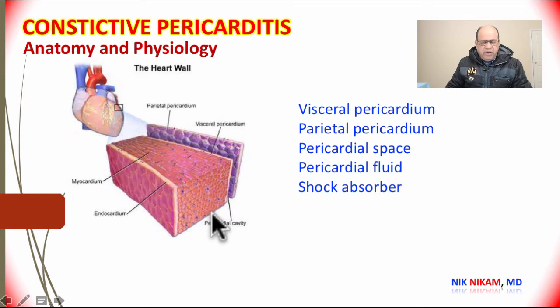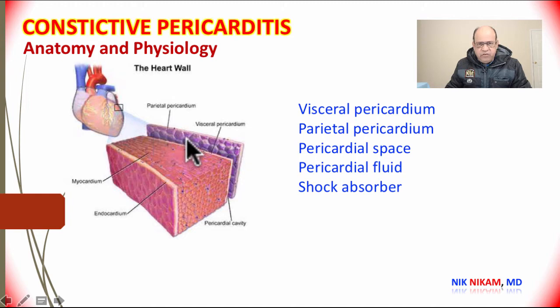A little bit about the anatomy of the pericardial lining of the heart. Here we have a cross section of the entire thickness of the heart muscle. The inner lining consists of the endothelium. Then we have layers of muscle bundles. Surrounding that we have the visceral pericardium, and beyond that we have the parietal pericardium.